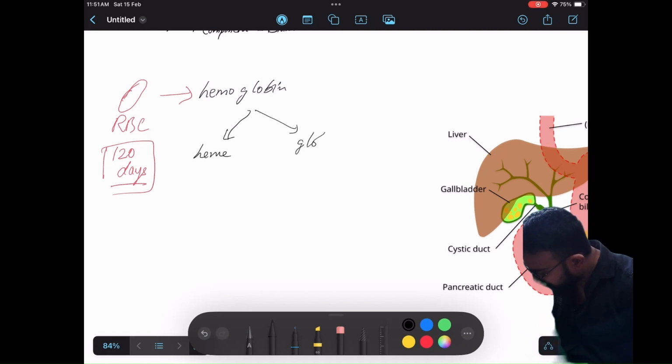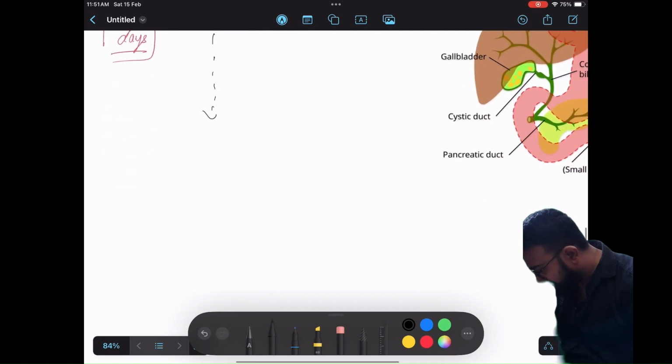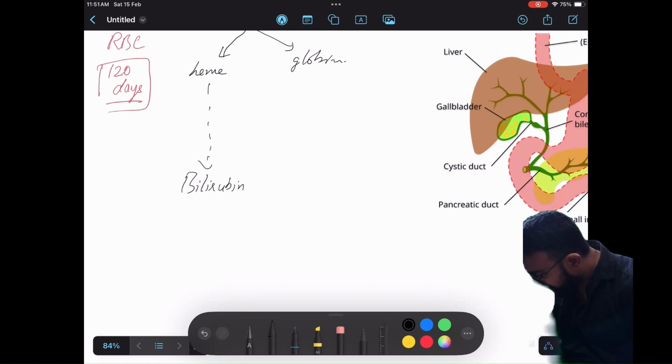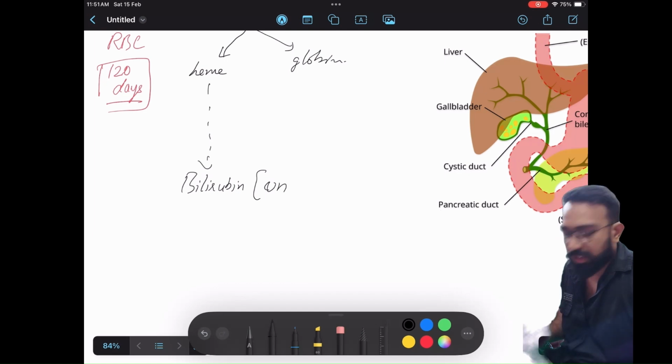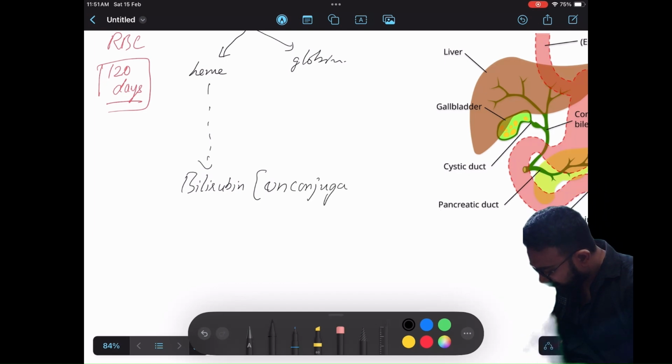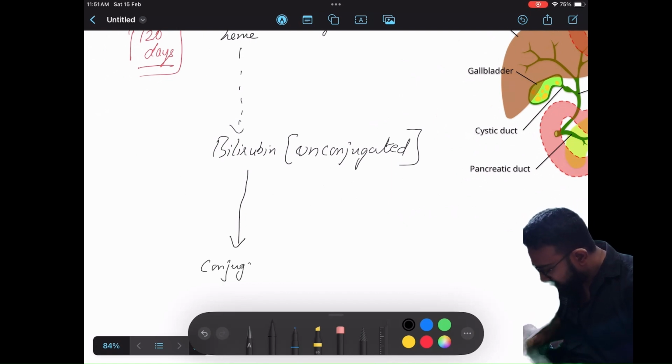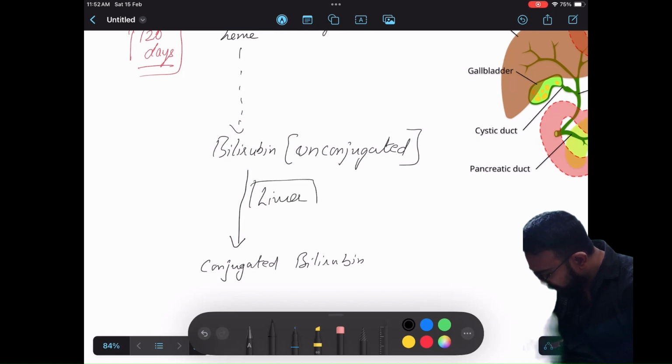which is then broken down into heme and globin. And from this heme, through a multi-step process, you get this thing called bilirubin. Now, this bilirubin is initially unconjugated. Now, this unconjugated bilirubin is made into conjugated bilirubin by the liver.